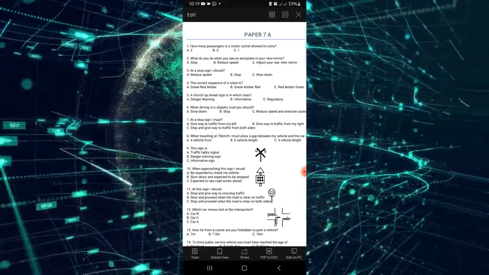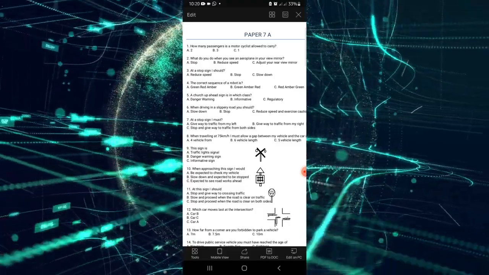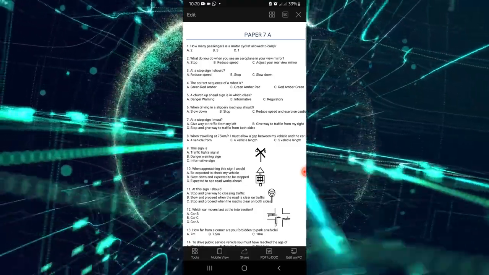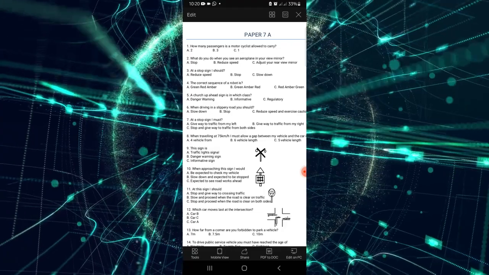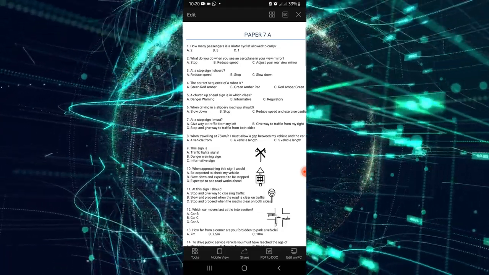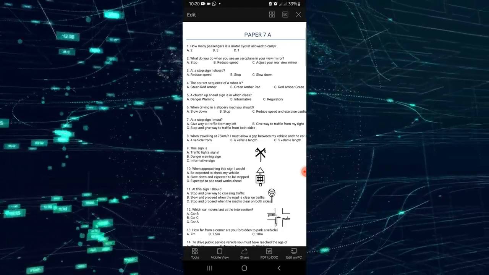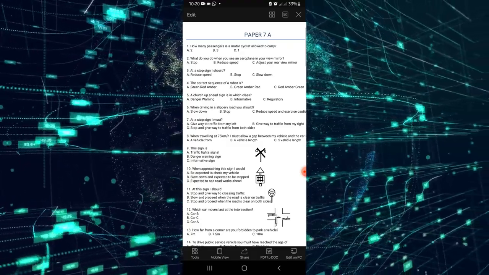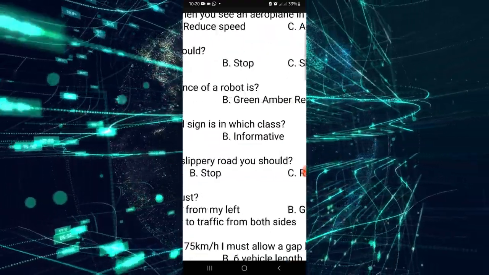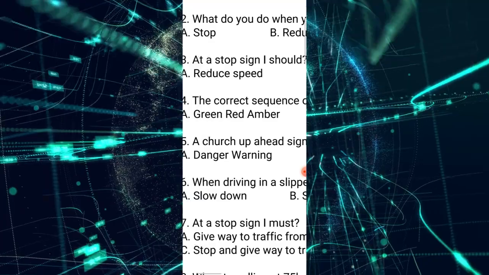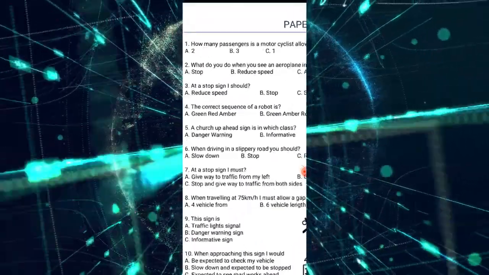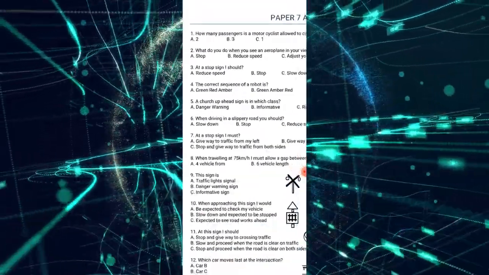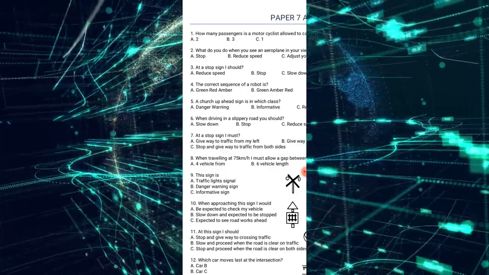It's not okay. So number 3, add a stop sign. Let's look at our answers. A, reduce speed. B, stop. C, slow down. Add a stop sign, you stop. So the correct answer for number 3 is what? It's B. Now number 4, the correct sequence of a robot is.